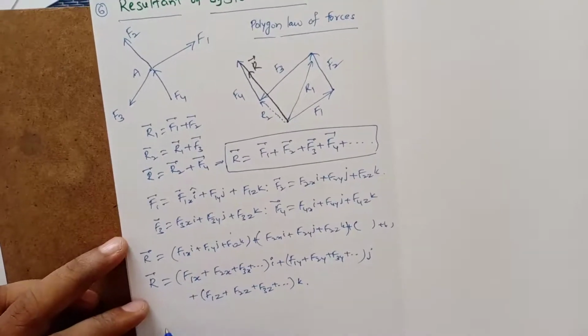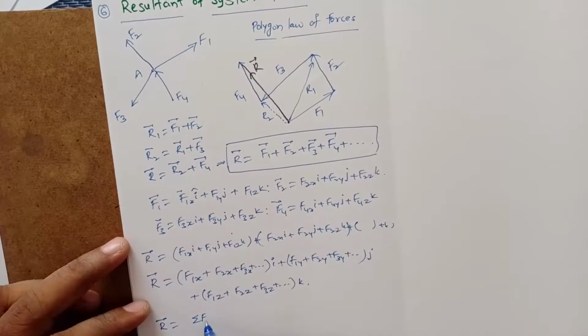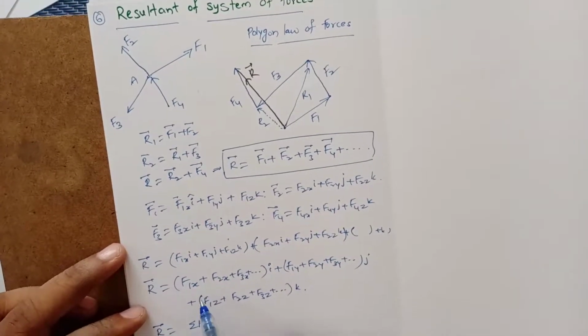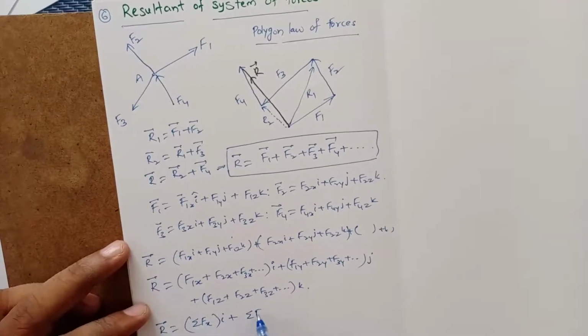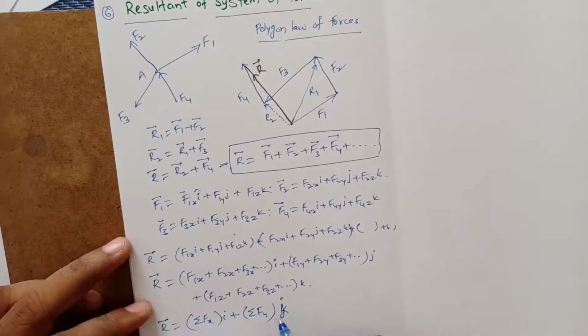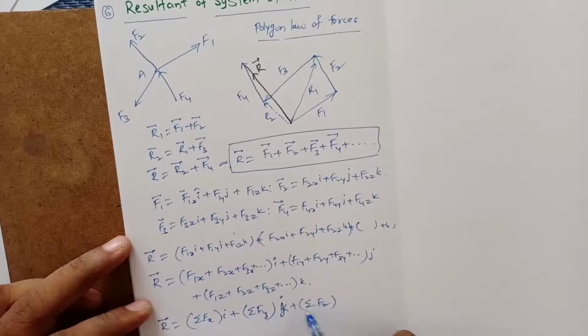That is, further simplifying, this r bar is equal to sigma fx. Sigma fx means summation of x components of all the forces. Sigma fx i cap, sigma fy j cap, and sigma fz k cap.